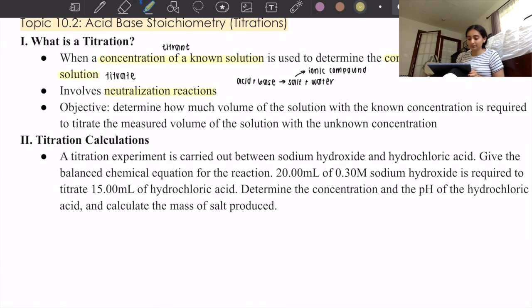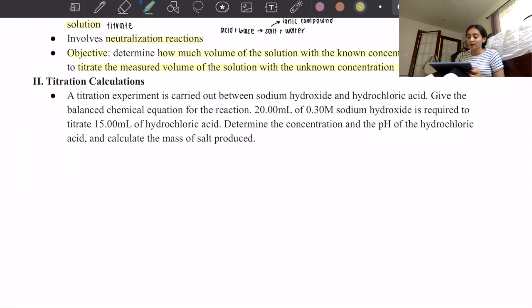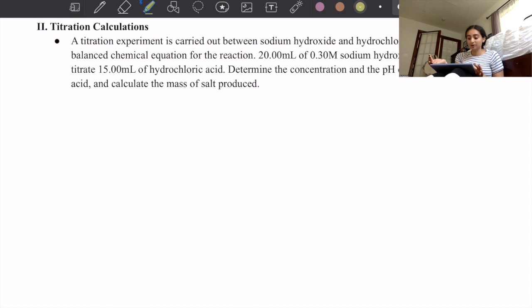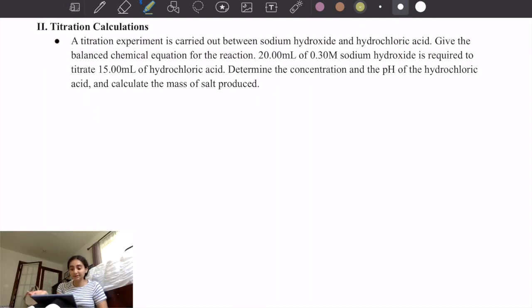Like I also already said, the objective of a titration is to determine how much volume of the solution with the known concentration is required to titrate the measured volume of the solution with the unknown concentration. So we can determine that mathematically, and today I'm going to show you how to determine it mathematically at the Honors Chem level with strong acids and strong bases. So we're just going to do a problem together.